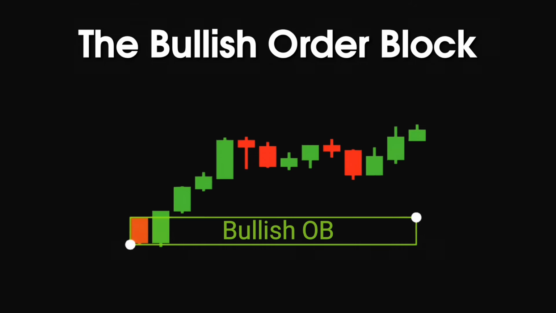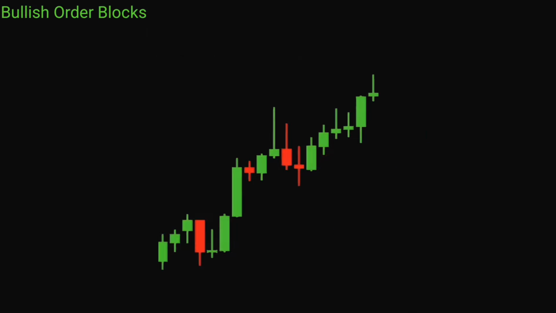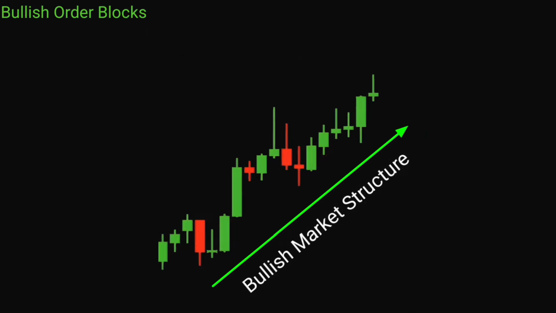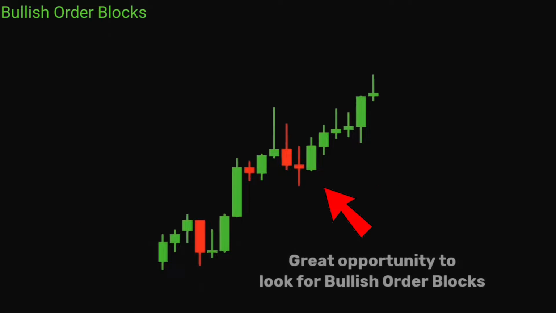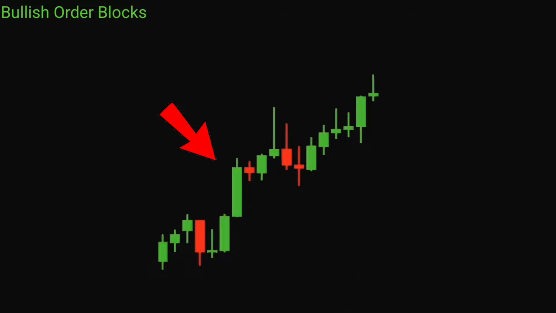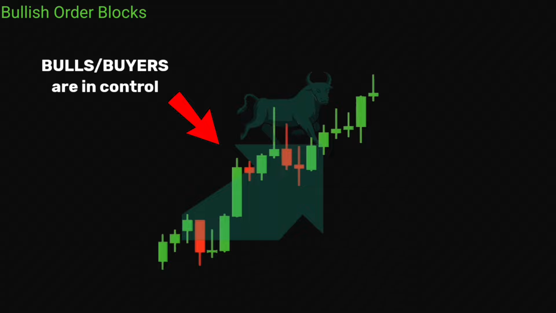Alright, let's kick things off by looking at an example of a bullish order block. In this setup, you'll see that market structure is bullish, forming higher highs and higher lows, making it an ideal environment to look for bullish order blocks. And right here, you can see a strong push to the upside with several consecutive green candles driving the price higher. In this move to the upside, it's clear bulls are in control.